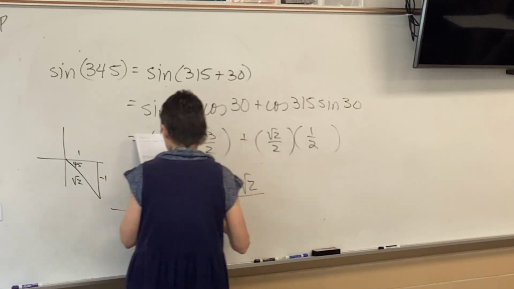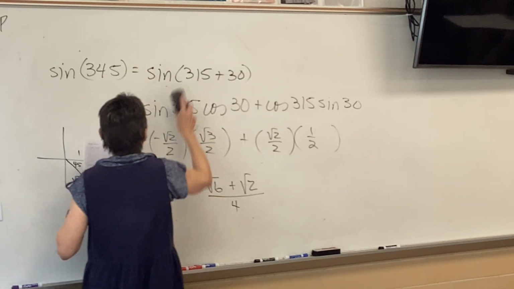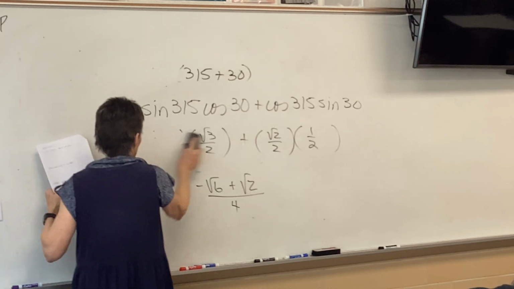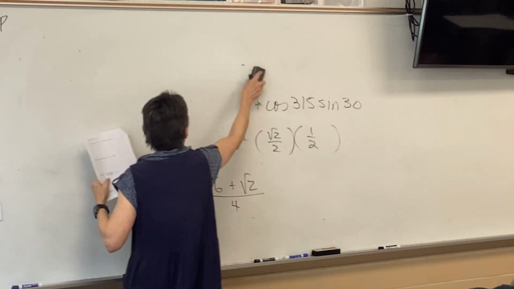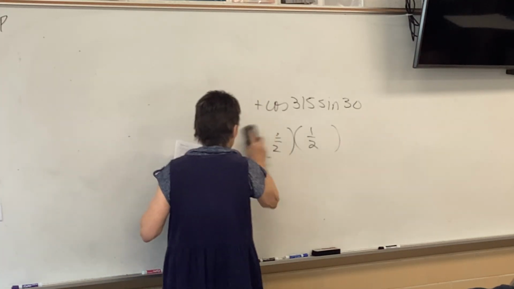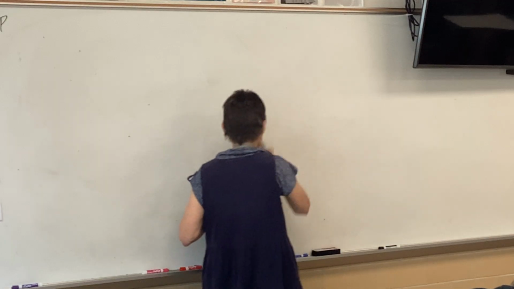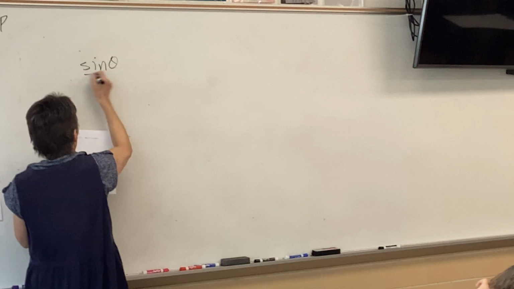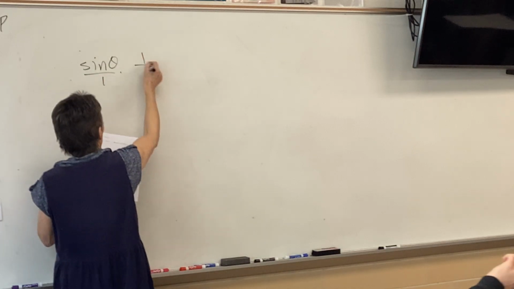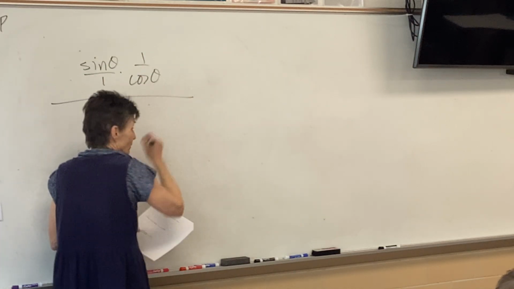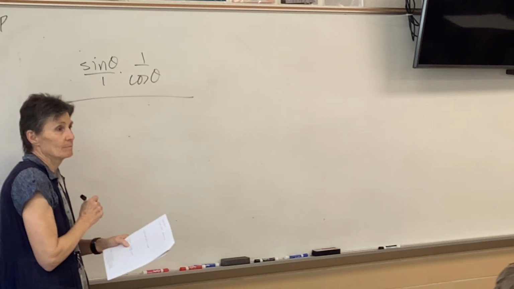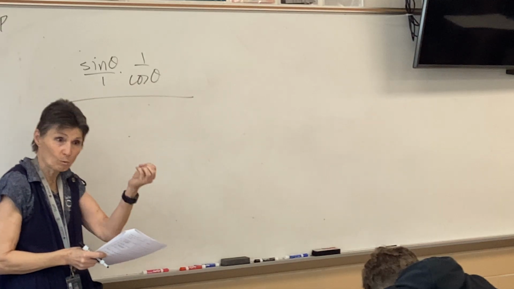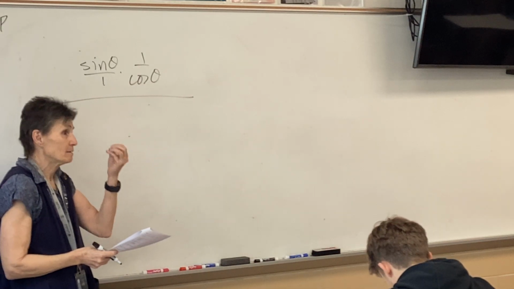All right, number 3. What a mess this is. What do you think we ought to do first? Try and get as many sines and cosines as possible. I love it. That's exactly right. So we've got sine over 1 times 1 over cosine. That's my numerator. A sine is a sine, so there's not much you can do with it. I put them over the 1 to help me multiply, but you can't change it.